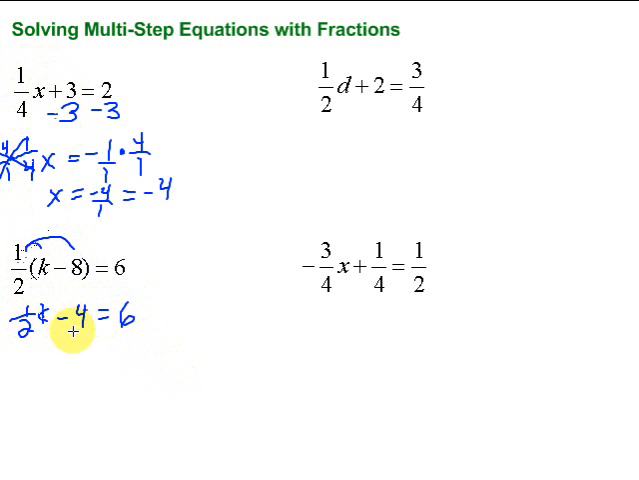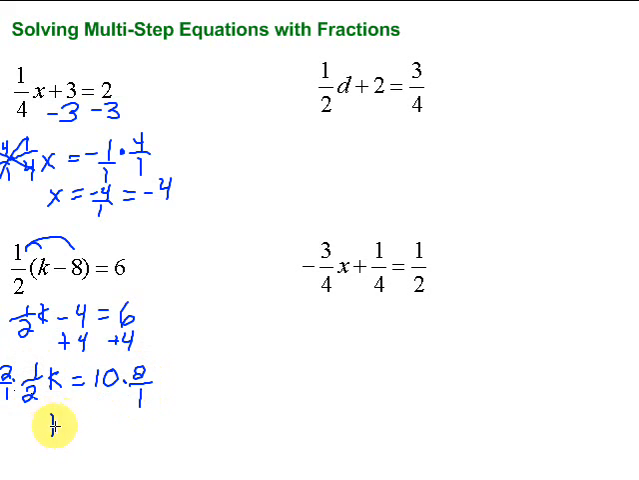Our first step to get this taken care of is going to be to get rid of that -4. To do that, we do the opposite, so +4, both sides, bring down what we've got, 1/2 k equals 10. Then to get rid of that 1/2, we're going to multiply by the flip. So we multiply by 2/1, multiply by 2/1.